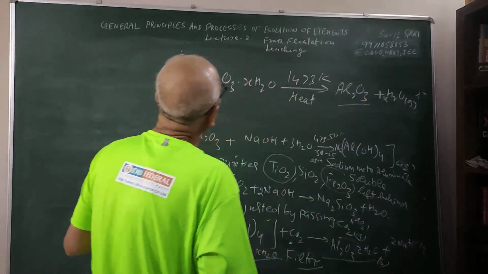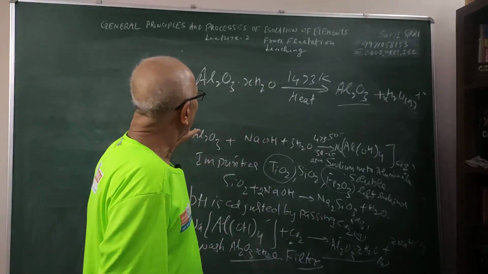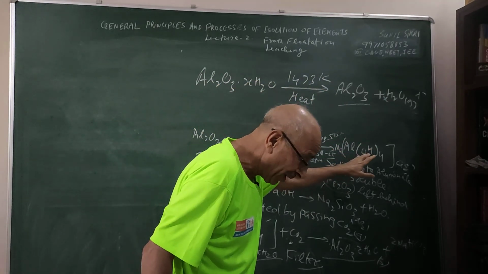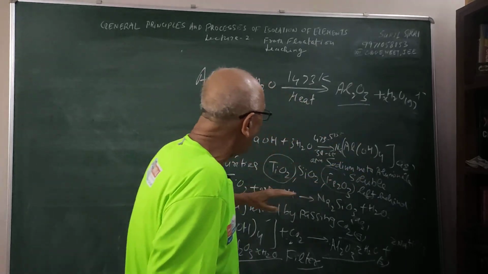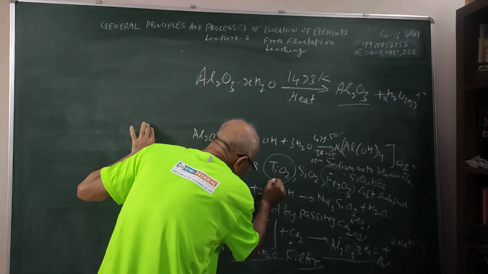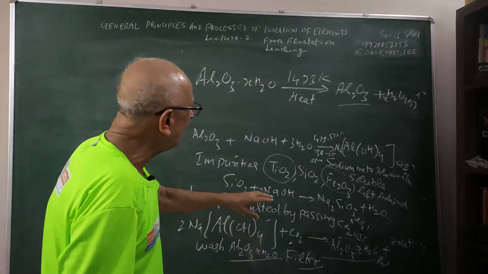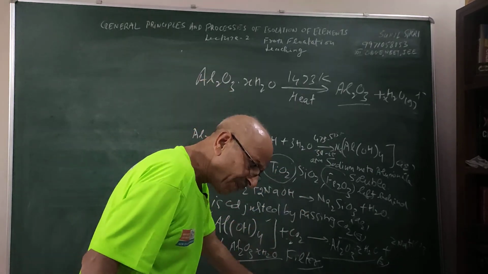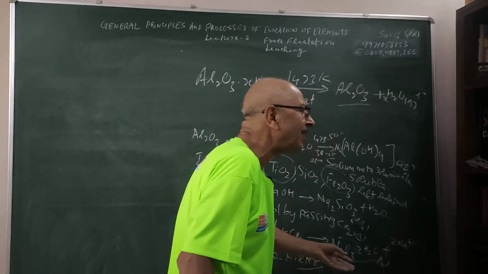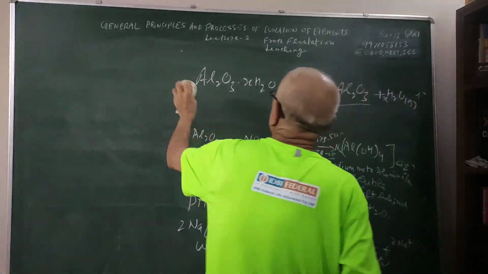The bauxite ore is concentrated by leaching using NaOH solution. The aluminium forms a soluble complex, sodium aluminate or sodium meta-aluminate, and silicon dioxide forms sodium silicate in aqueous solution. The main impurities, titanium dioxide and Fe2O3, are in the gangue and settle down. Then we adjust the pH by passing carbon dioxide gas, you get alumina, and this is heated at 1473 Kelvin.